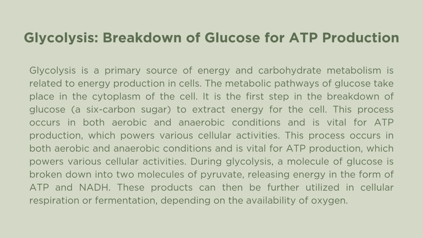Glycolysis is a primary source of energy in carbohydrate metabolism. It is related to energy production in cells. The metabolic pathway of glucose takes place in the cytoplasm of the cell. It is the first step in the breakdown of glucose, a 6-carbon sugar, to extract energy for the cell. This process occurs in both aerobic and anaerobic conditions and is vital for ATP production, which powers various cellular activities.